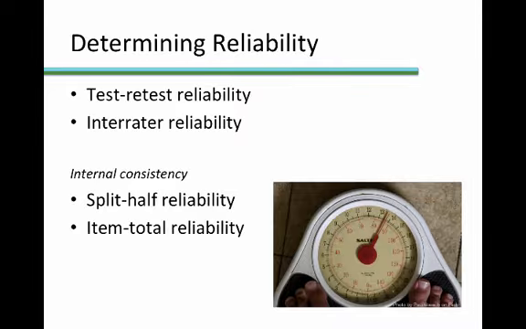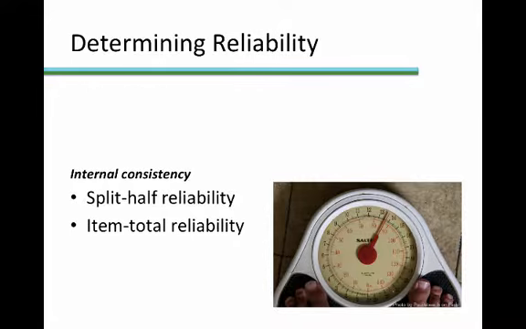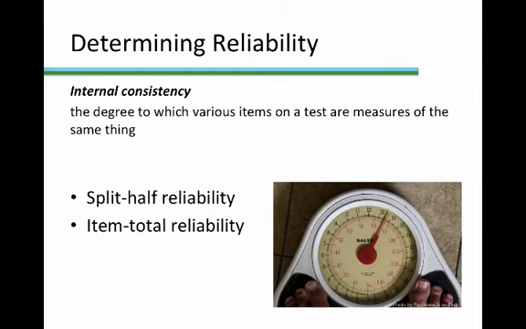The next two methods of determining reliability specifically examine something referred to as internal consistency. Internal consistency determines the reliability of items within a measure with each other, which is especially important if all items within a measure are intended to get at the same thing.